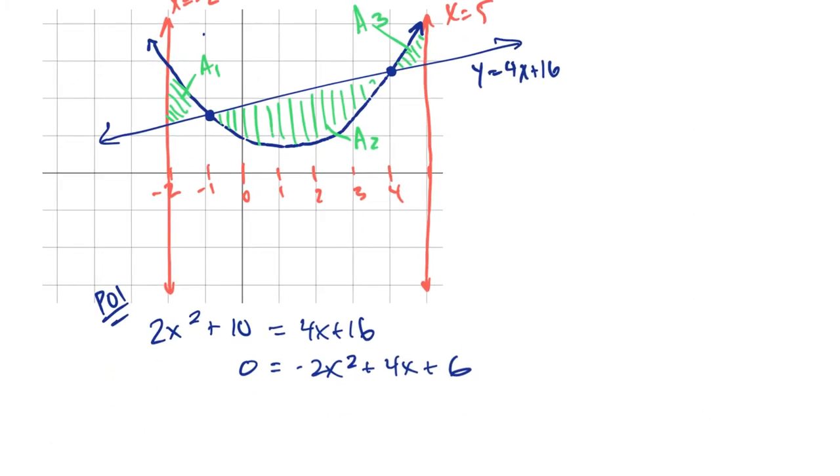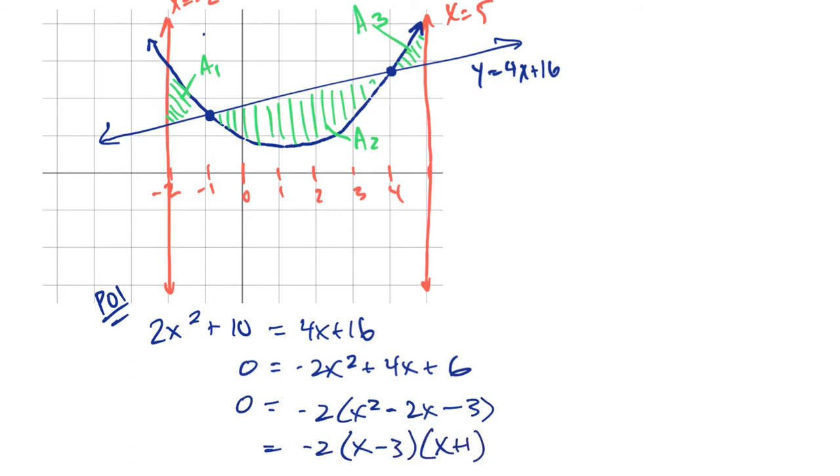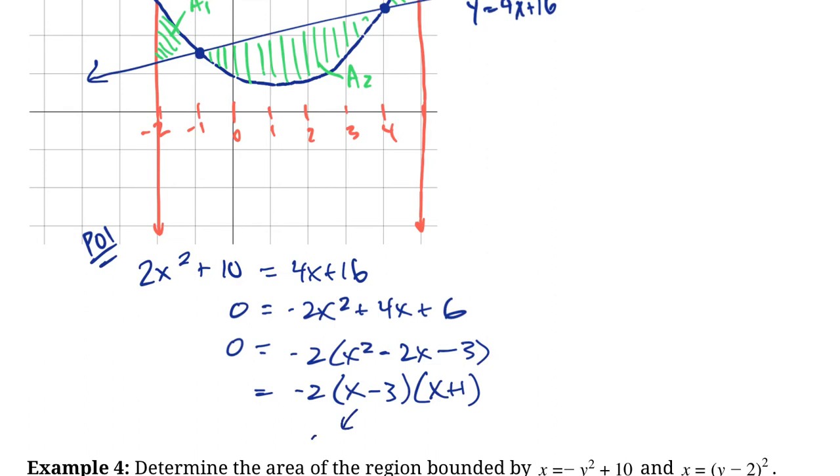We can solve that in a few ways, but we can just solve it by factoring. If we factor out a negative 2, we get x squared minus 2x minus 3. And then we see it's x minus 3, x plus 1, right? So the points of intersection are x equals 3 and x equals negative 1, right?